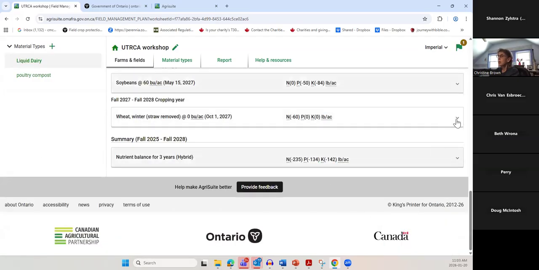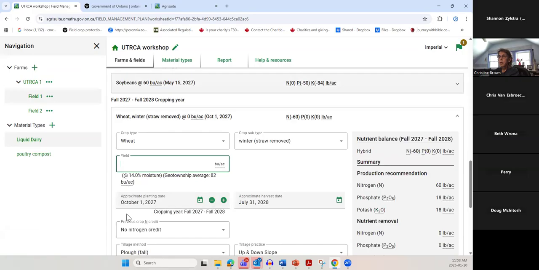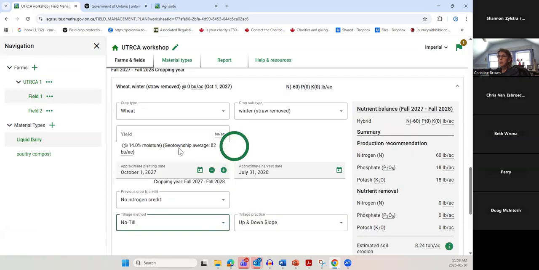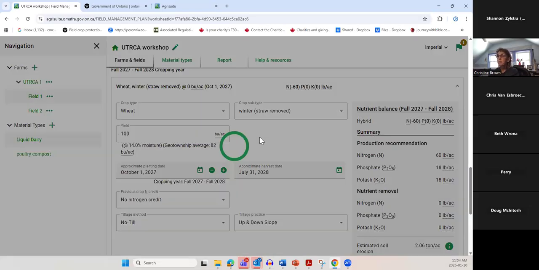And then the wheat, I'm going to again say no-till and optimistic yield. We're never going to be pessimistic on our yields.